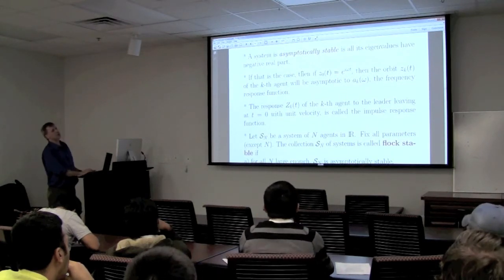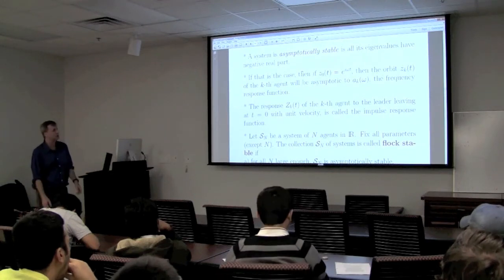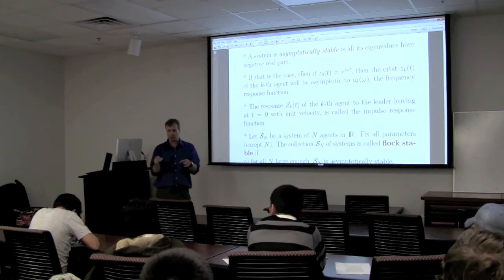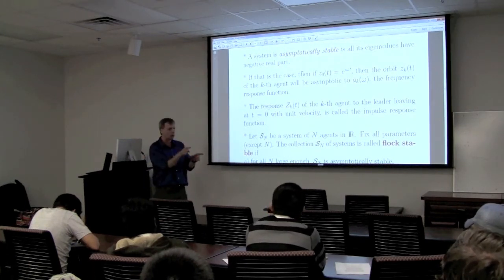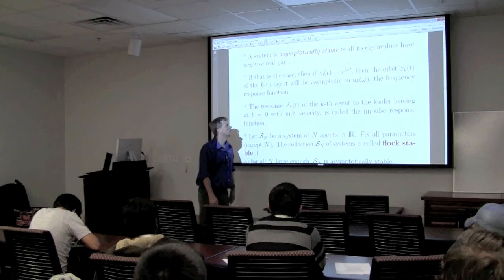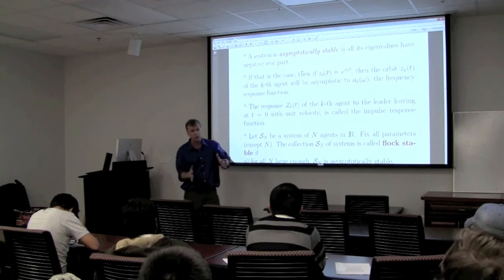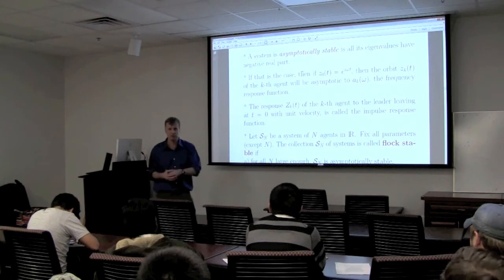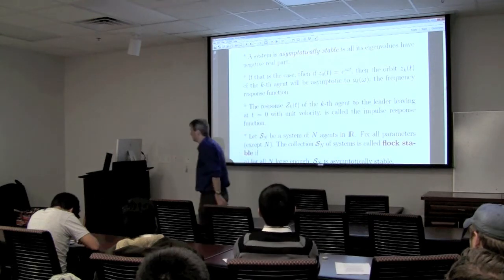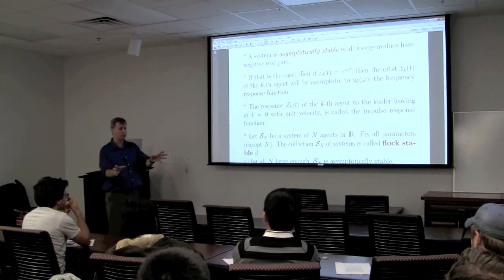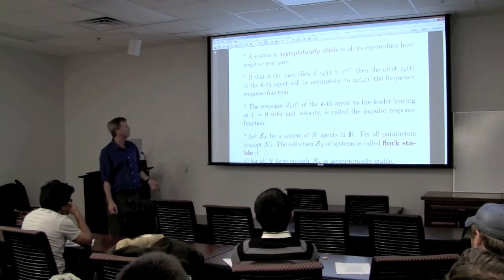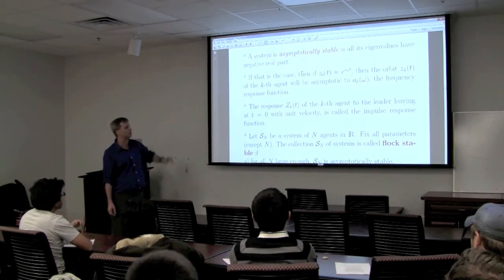This I already said: a system is called asymptotically stable if all its eigenvalues have negative real part. You can easily see that if that is the case, and I let the leader execute a harmonic motion, the real part of that is just cosine omega t, then that same motion will be copied by the others, multiplied by an amplitude. Mind you, that amplitude can be complex, so there will be a phase delay. And then one of the questions you can ask is, how big is that frequency response?